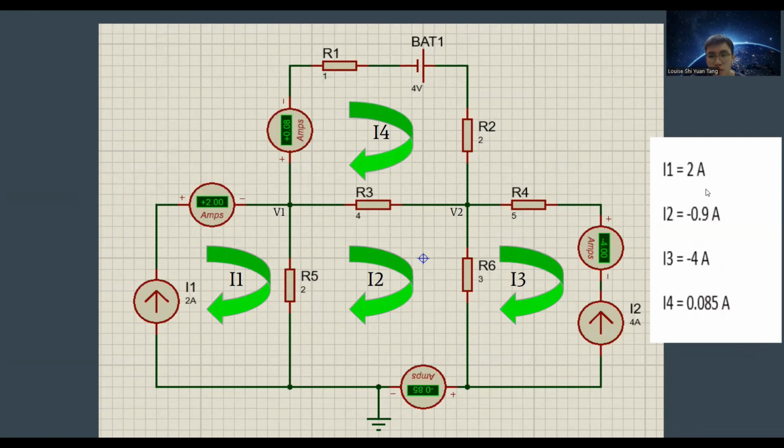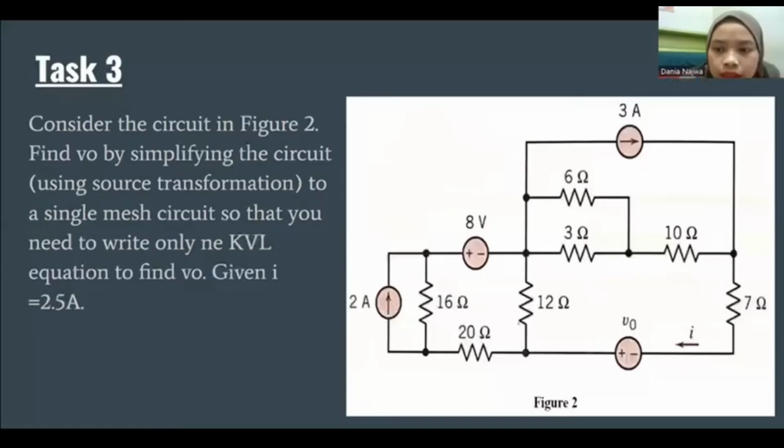For manual calculation, it's not fast different. So that's all for me, and I will pass my turn to Dania Najwa to explain about task 3. Thank you. My name is Dania and I will explain about task number 3.